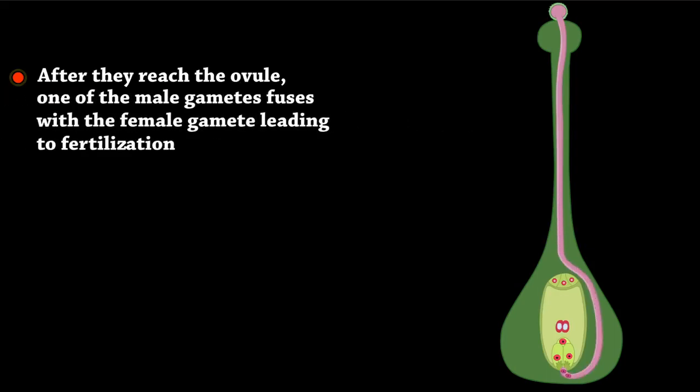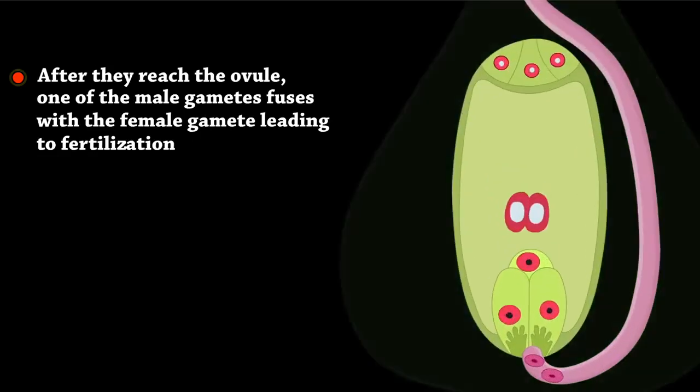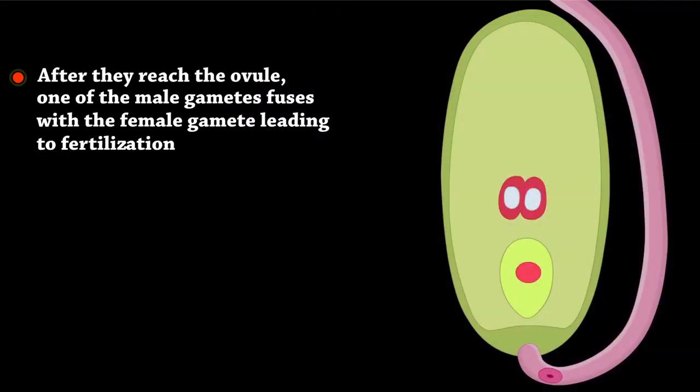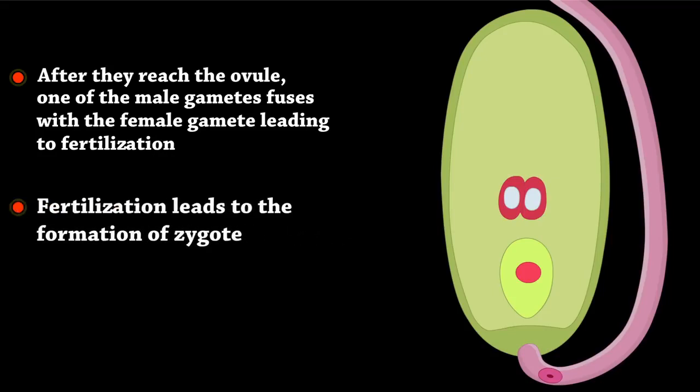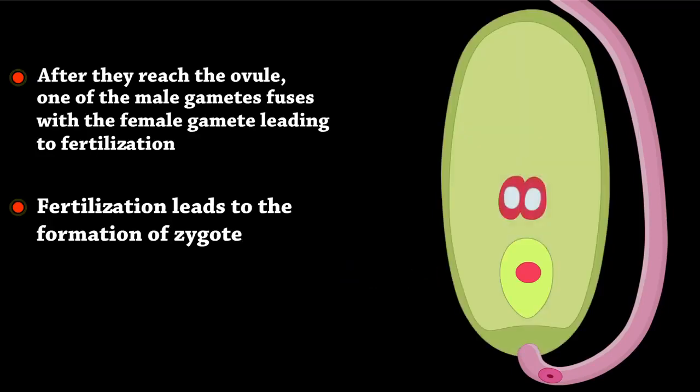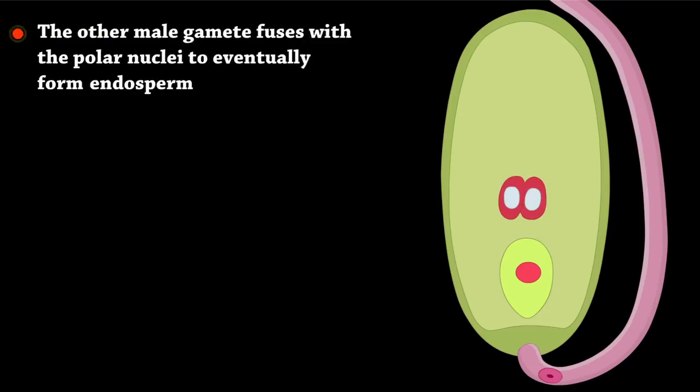one of the male gametes fuses with the female gamete, leading to fertilization. Fertilization leads to the formation of zygote. The other male gamete fuses with the polar nuclei to eventually form endosperm.